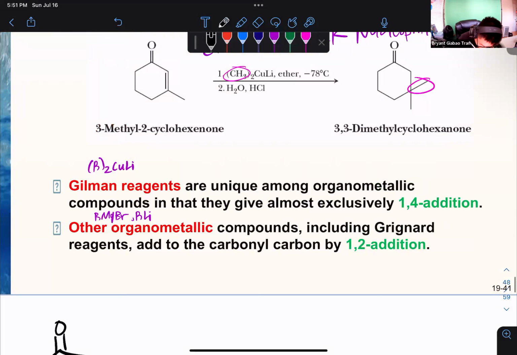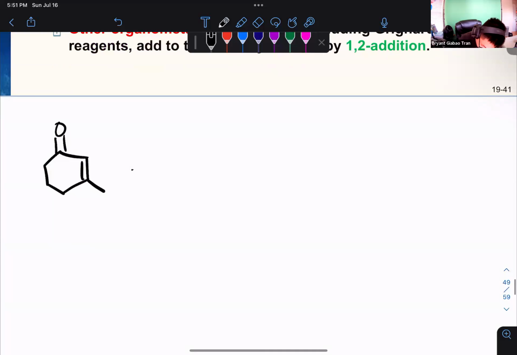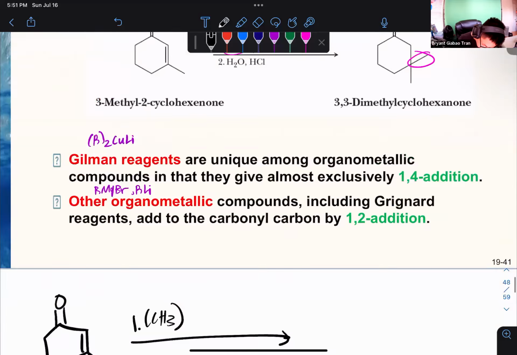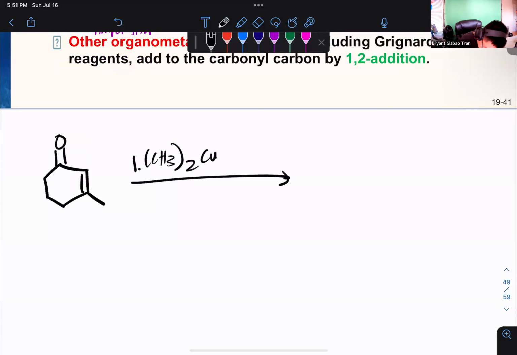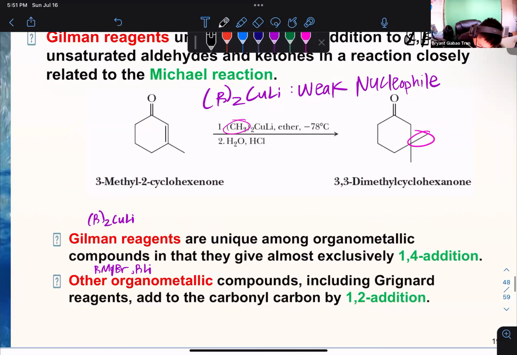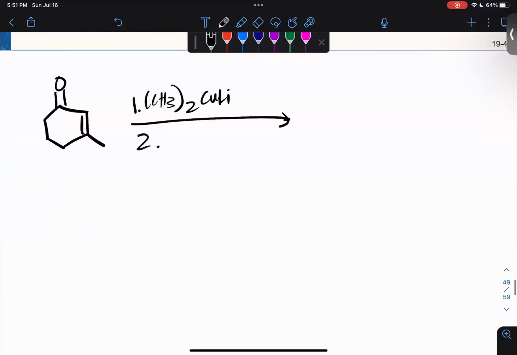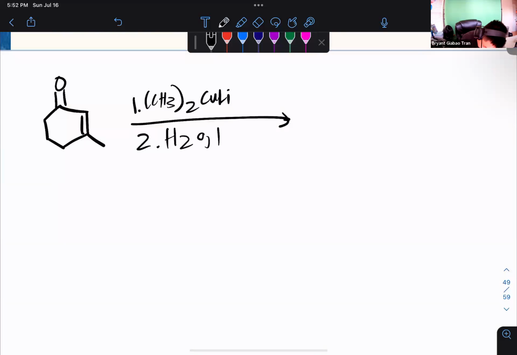Okay. And then (CH3)2CuLi, very cold, in ether. Then H2O, HCl.